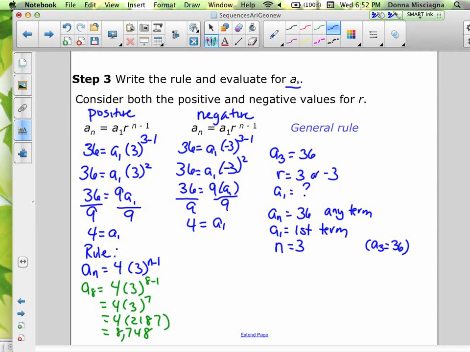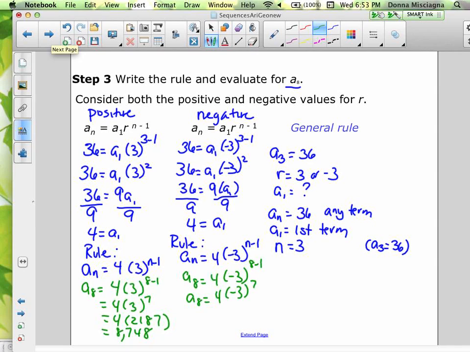4 is going to be our first term, no matter what. No matter what our R happens to be. So the rule, in this case, would be AN equals 4 times negative 3 to the n minus 1 power. Maybe that's our rule. We can't tell here. And if that's the case, the 8th term is going to be 4 times negative 3 to the 8 minus 1 power, which would be 4 times negative 3 to the 7th power. And now it's going to be negative. So that's going to equal 4 times negative 2,187. And when we multiply that by 4, we're going to have negative 8,748.